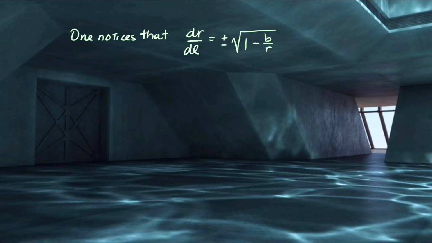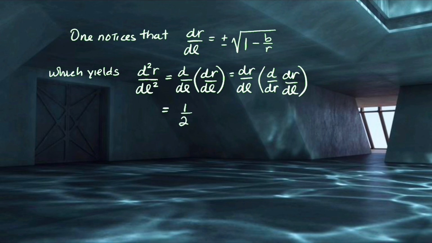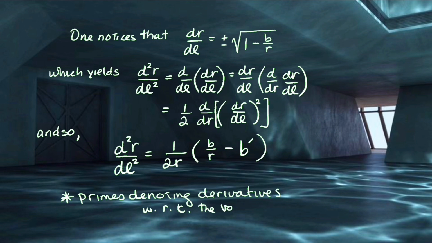One notices that dr by dl is equal to plus or minus the root of 1 minus b over r, which yields a second derivative here of 1/2 dr multiplied by dr dl squared, and that gives us the result 1 over 2r multiplied by b over r minus b prime, primes denoting derivatives with respect to the variable r.